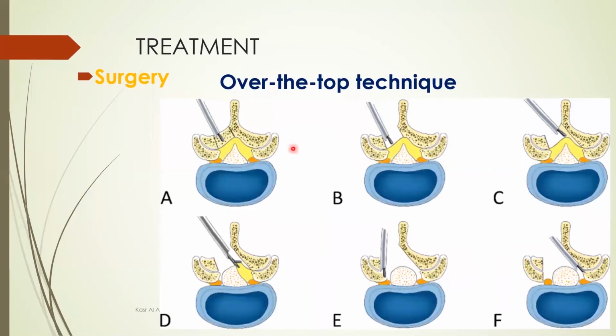Don't forget helpful techniques like the over-the-top technique. Through a single unilateral laminotomy, you can go to the other side by undercutting the base of the spinous process and the contralateral lamina through tilting the table, and you can do bilateral decompression from the same side. Here the nerve root is completely decompressed and also going to the contralateral side.